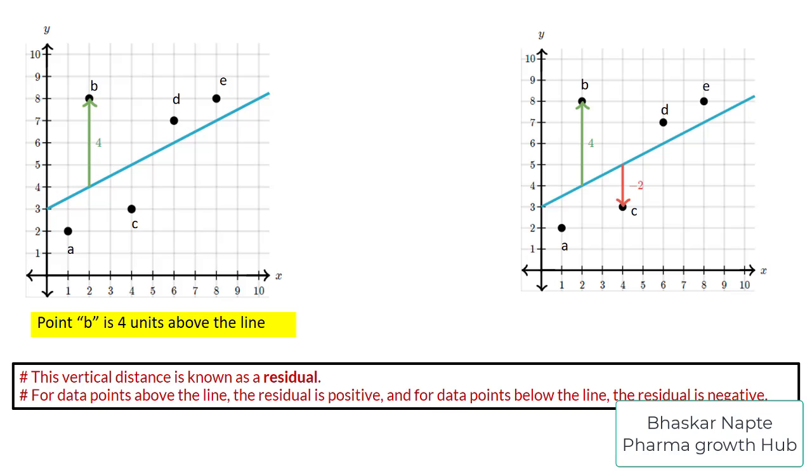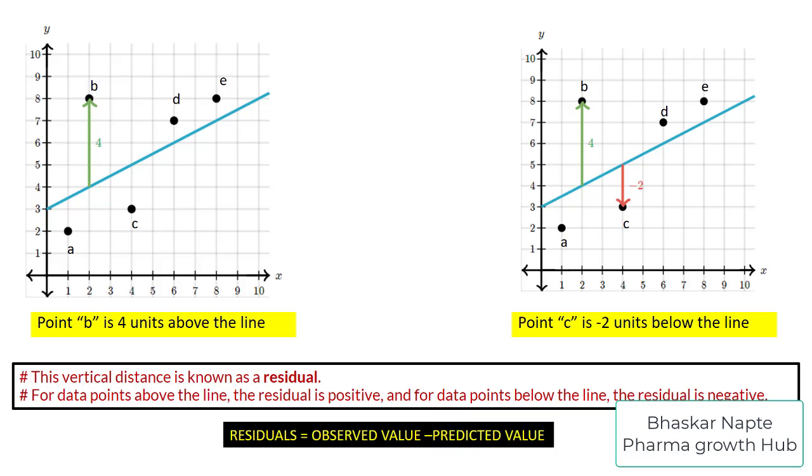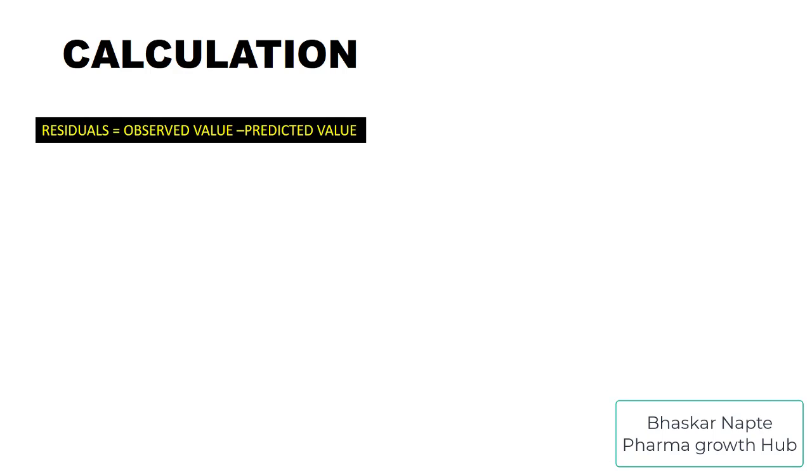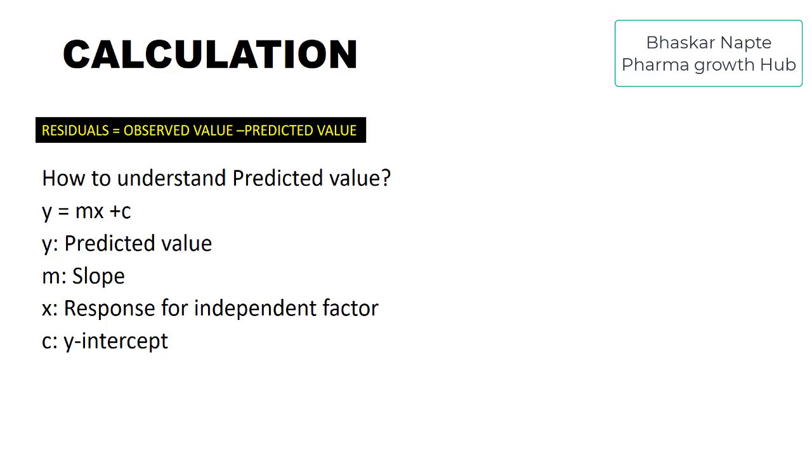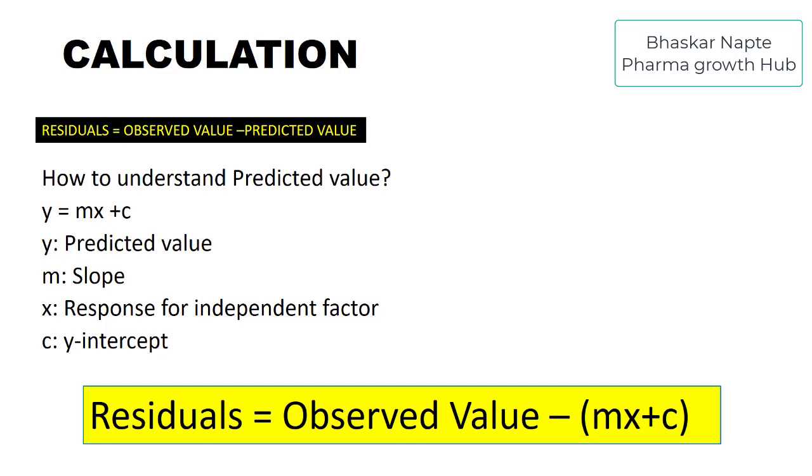Same is the case for point C, where your residual is now minus 2, as it is below the expectation. So residual is equal to observed value minus predicted value. Predicted means its ideal value based on the regression line. And how can one understand the predicted value? It can be calculated by using the equation y equals mx plus c, where y is your predicted value. So the residual is the observed value minus predicted value. But as per this equation, our predicted value is mx plus c. So I just substituted and we got the new equation for the residuals.